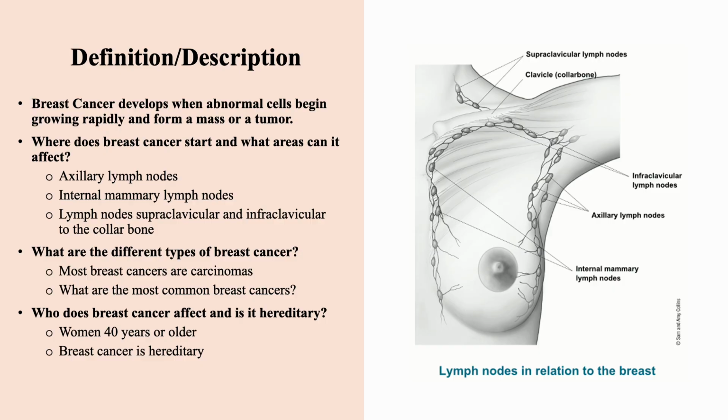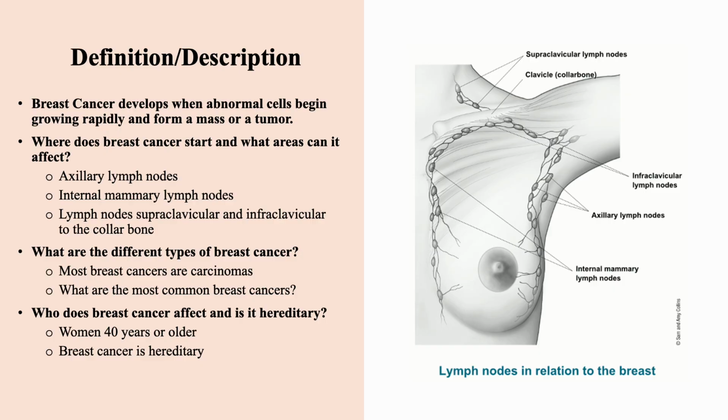Cancerous cells can also spread to the internal mammary lymph nodes, which are the lymph nodes inside of the chest near the breastbone, and to the lymph nodes both above and below the collarbone. Breast cancer can spread to other parts of the body when the cancer cells get into the blood or the lymphatic system. So the lymph vessels carry lymph fluid away from the breast, and cancer cells can enter the lymph vessels and then start to grow in the lymph nodes, which will cause the cancer to spread.